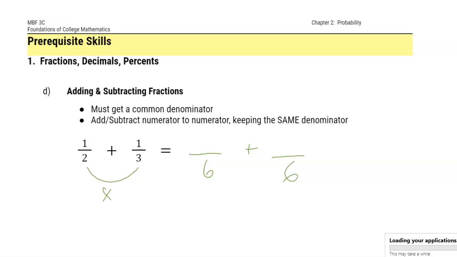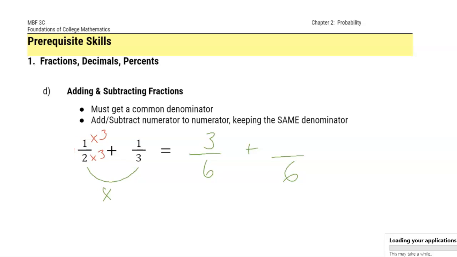So now I need to say to myself, well, what did I have to do to 2 to get 6? I said 2 times 3. Whatever I do to the bottom of my fraction, to the denominator, I need to do to the top of my fraction, to my numerator. So that's going to give me 1 times 3, which is 3. And that should make sense, right? Like 3 out of 6 is the same as 1 out of 2.